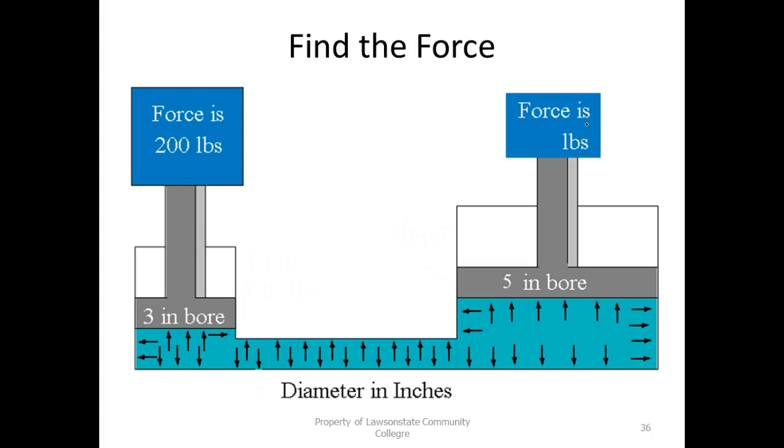Okay. And so they say this guy over here is a 3-inch bore. But the problem is, they give cylinder sizes as the diameter. So that means it's got a 3-inch diameter on the inside. We're not concerned with the outside. We're talking about the size of the inside, right? And we're pushing against a 3-inch bore. Over the other side, we've got a 5-inch bore. So the first thing we have to do is what?